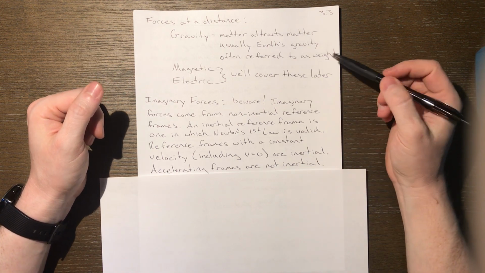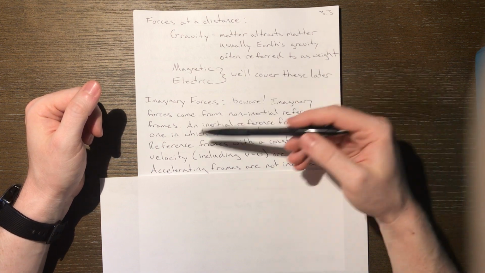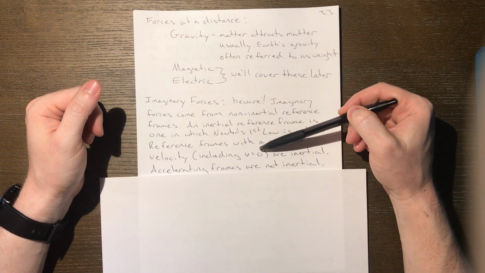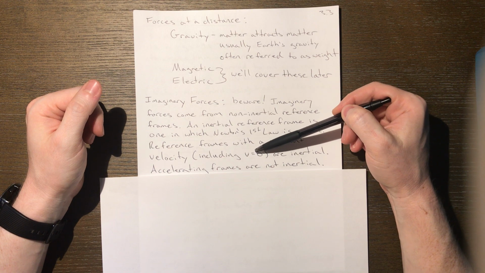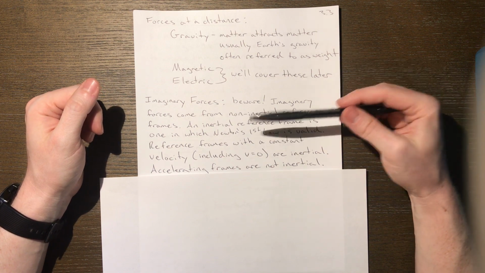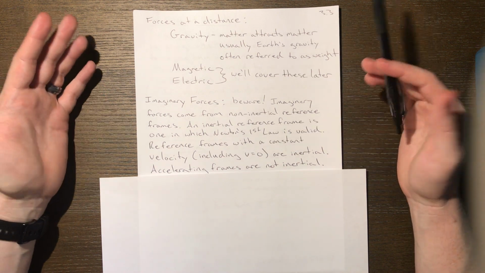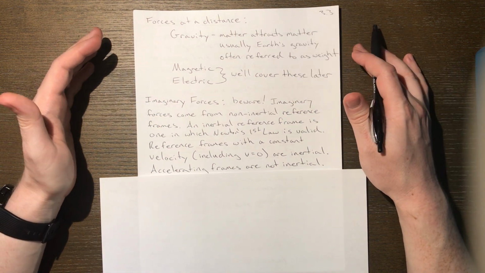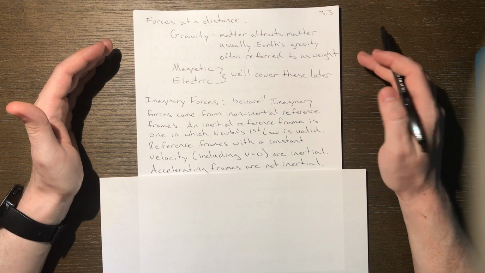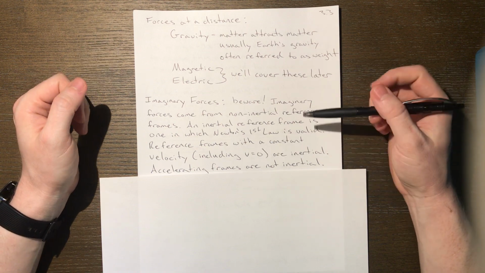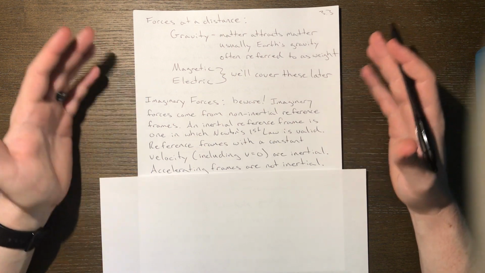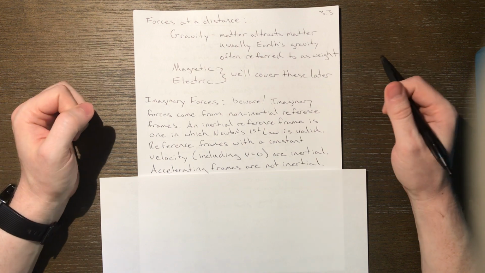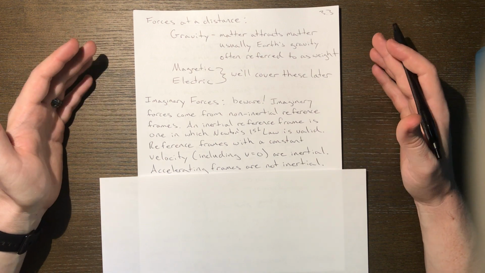So, reference frames with constant velocity themselves, including v equals 0, that means a stopped reference frame, are inertial. The stopped one's pretty obvious. Obviously, if you're not moving, you would expect Newton's laws to behave. One where you might not expect it is a constant velocity. But you guys get an opportunity to test this all the time, probably almost every day.